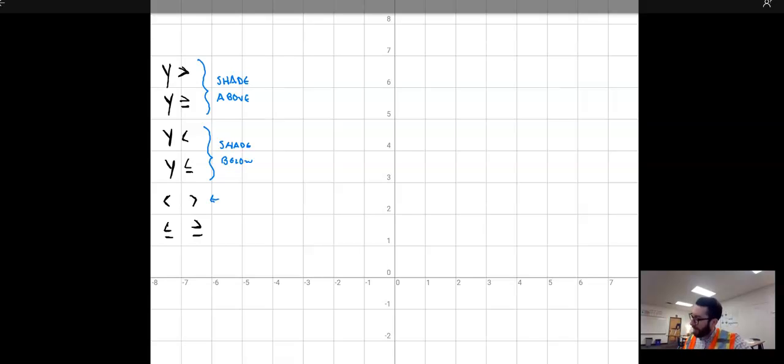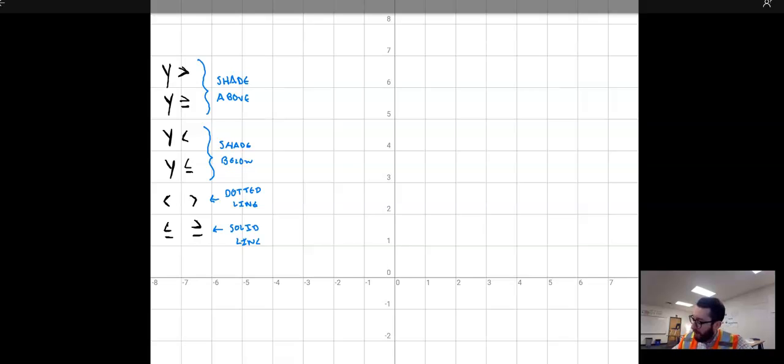Then, if it's less than or greater than, you do a dotted or dashed line. Dotted line. You could do dashes if you want. And if it's less than or equal to, or greater than or equal to, you do a solid line. See, very similar principles to when we just graph inequalities. So again, if you need to, also watch a video on graphing inequalities. If you have those two videos down, this will make a lot more sense.